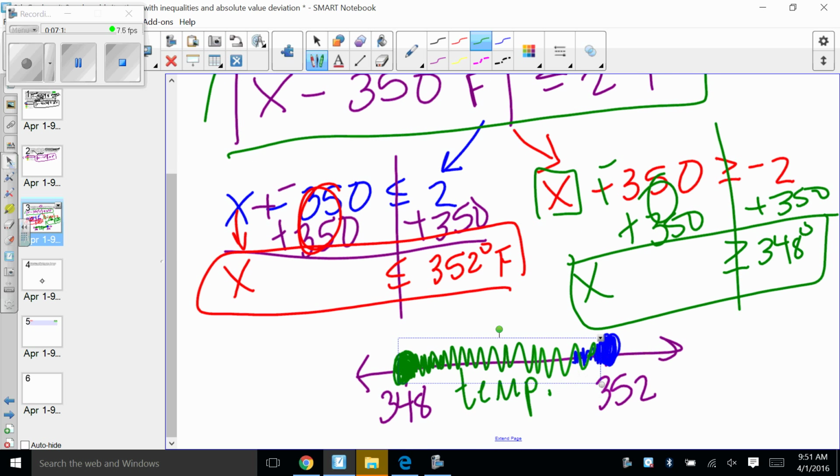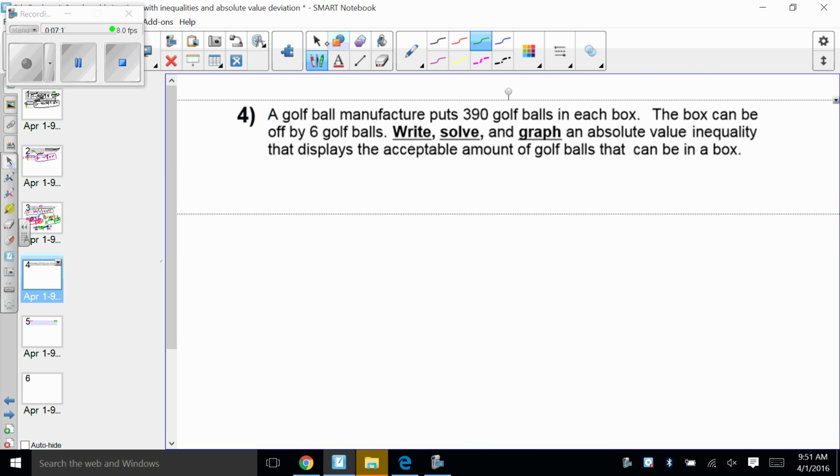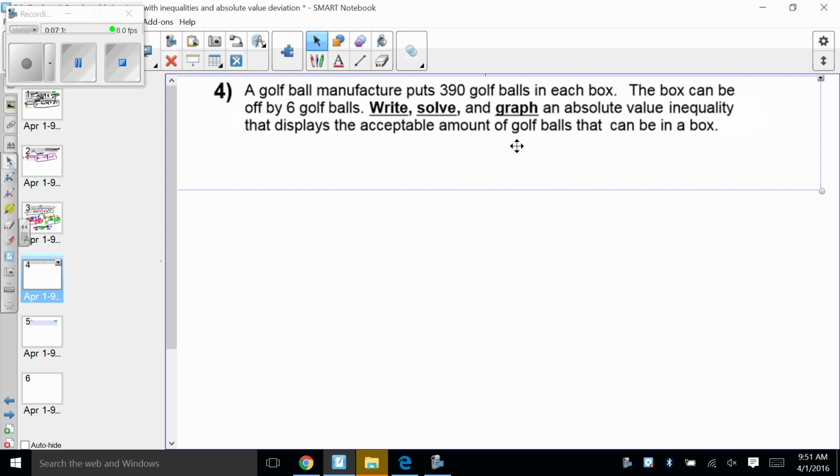All right, guys, moving on to our last problem here. Last problem, same scenario. We have this deviation, or the thing that we would accept. A golf ball manufacturer puts 390 golf balls in each box. That's their goal. That's the perfect amount. Now, when you have lots of people involved, you have machines involved, mistakes do happen. You've maybe noticed that even in packages that you've purchased of other items.